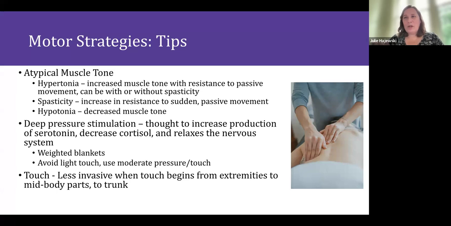Less invasive if touch comes from the extremities in. I never start with an abdominal exam. They always start with something more simple. Can I look at your hands? Would it be okay if I look in your ear, heart, lungs, then move on to belly?